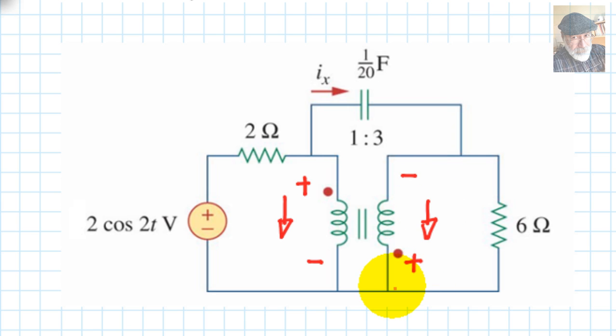Now let's go with the transformation ratio, which is 3. The right-hand side is the high voltage side, so the low voltage side is this one. The voltage is unknown, but I'm going to call that V1. That means that the voltage on the right-hand side is 3 times V1.